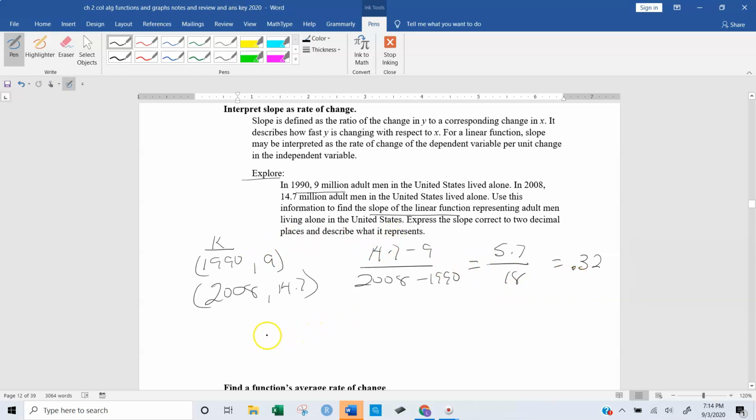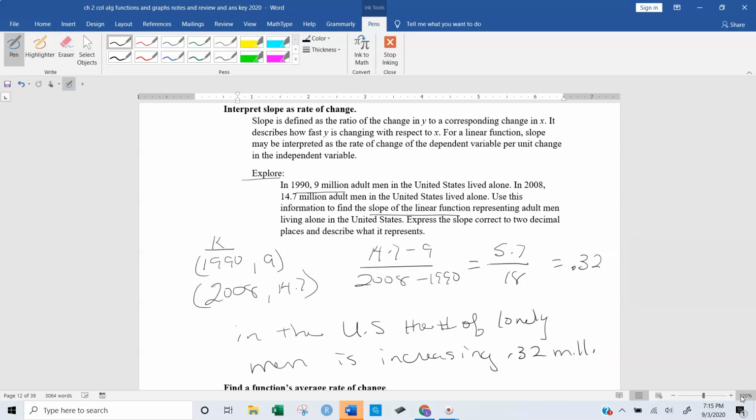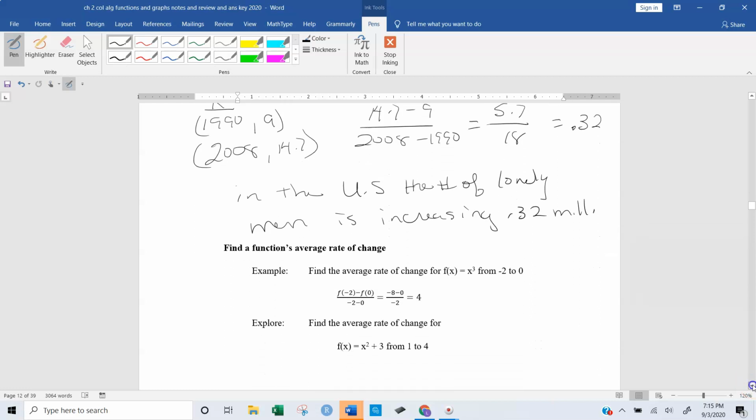in the US, United States, the number of lonely men is increasing by 0.32 million. So it keeps going up. Means that's good for us girls, but not so good for the guys.